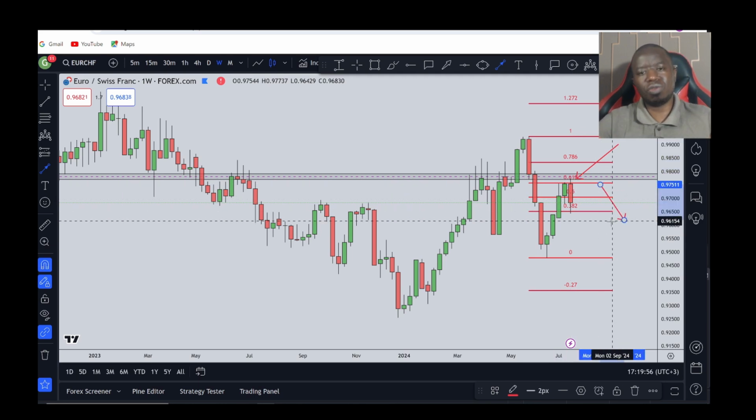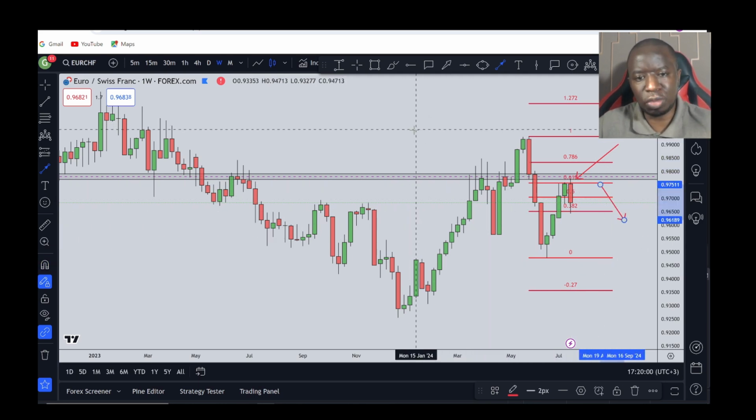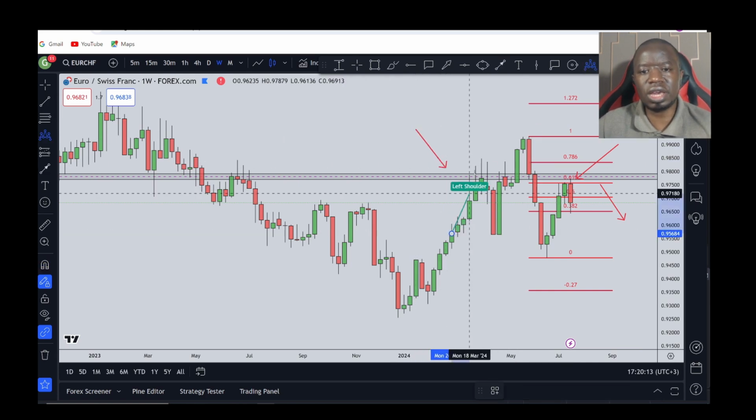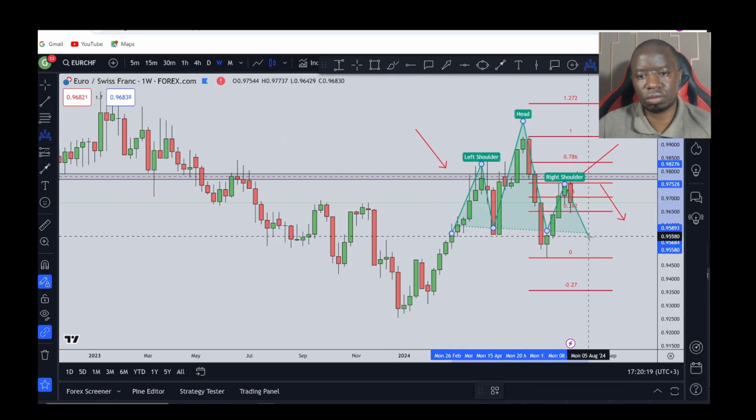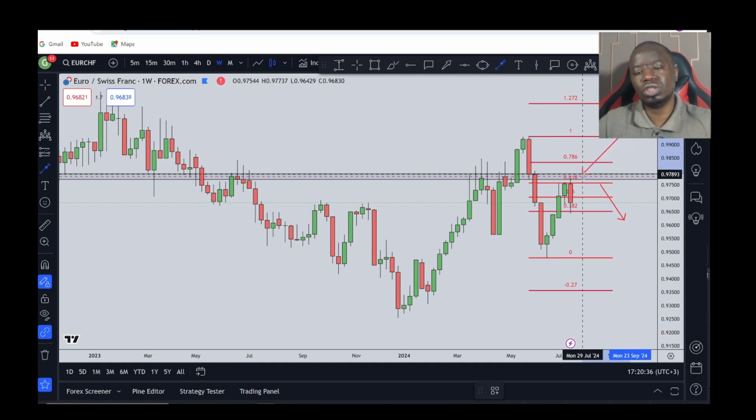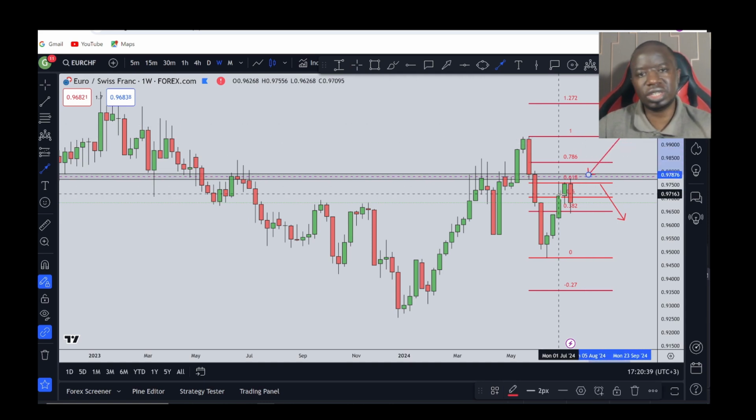Now adding up the confluences of this support area, the head and shoulders formation, as well as the Fibonacci retracement level being rejected at the 61.8 retracement area, it gives us a clear perspective that informs us that the market is technically bearish on the weekly time frame, which is the same that we've seen on the monthly time frame. And so the monthly and the weekly perspective are both bearish.